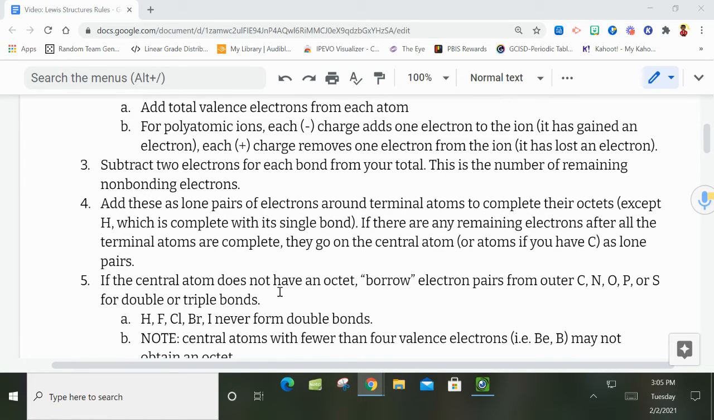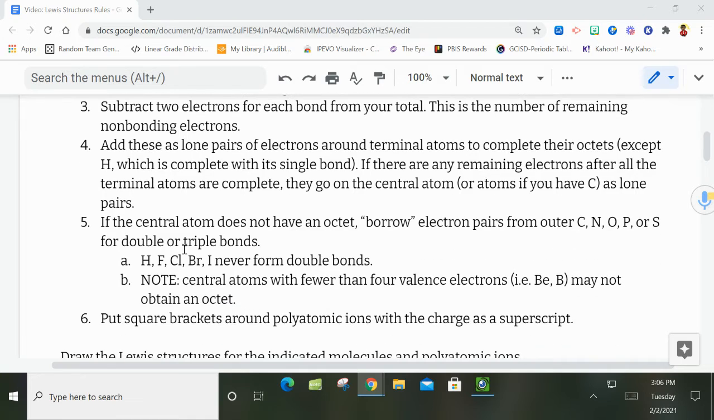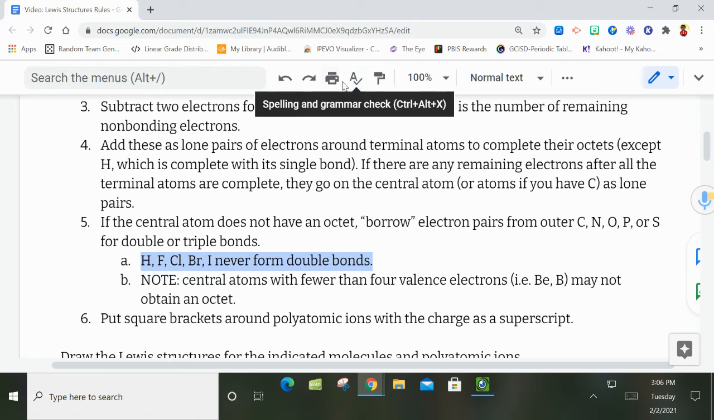If the central atom does not have an octet, we will have to borrow electrons from carbon, nitrogen, oxygen, phosphorus, or sulfur to form double or triple bonds. And I want to highlight this part where hydrogen, fluorine, chlorine, bromine, and iodine can never form double bonds. So basically hydrogen and your halogens. And central atoms with fewer than 4 valence electrons may not obtain an octet. Okay, so those are some rules for you.